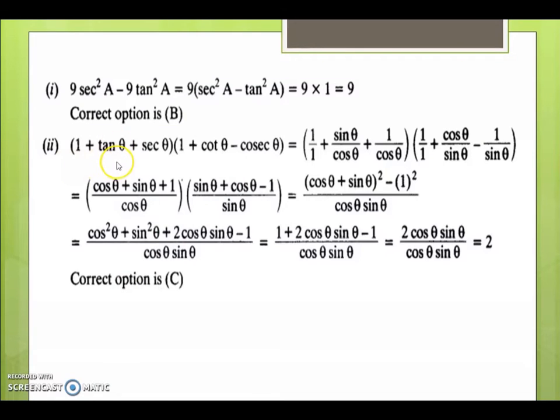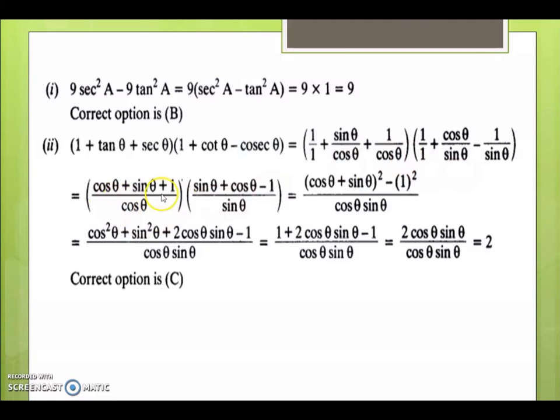Okay, so second part is 1 plus tan theta plus sec theta into 1 plus cot theta minus cosec theta. This one you have to evaluate. So here tan I have taken as sin theta by cos theta and sec theta is 1 by cos theta. So this has become like this, 1 plus sin theta by cos theta plus 1 by cos theta. Then again here also cot theta I have written as cos theta by sin theta and cosec theta as 1 by sin theta.